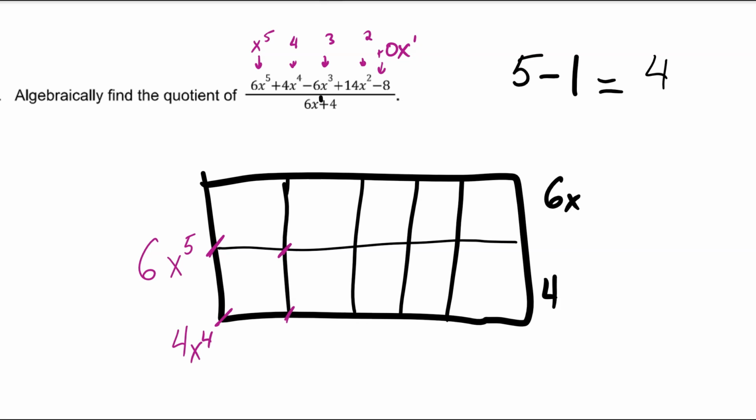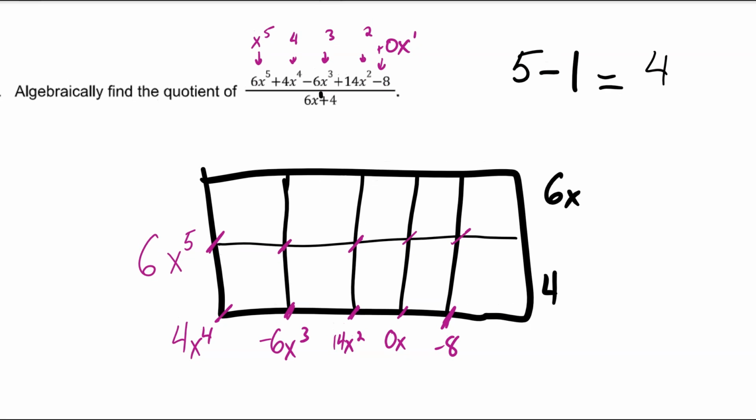4x to the fourth, then negative 6x cubed, 14x squared, 0x, to make sure all my terms are accounted for, and negative 8. So now let's go through it. This is going to be the longest one so far.